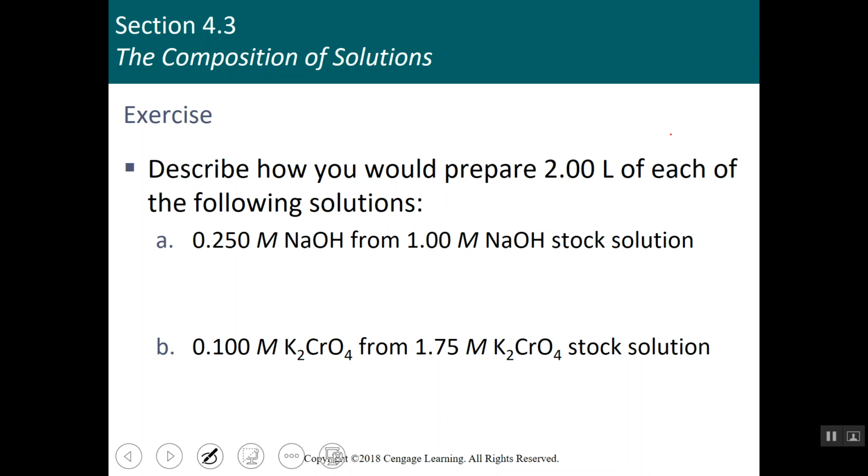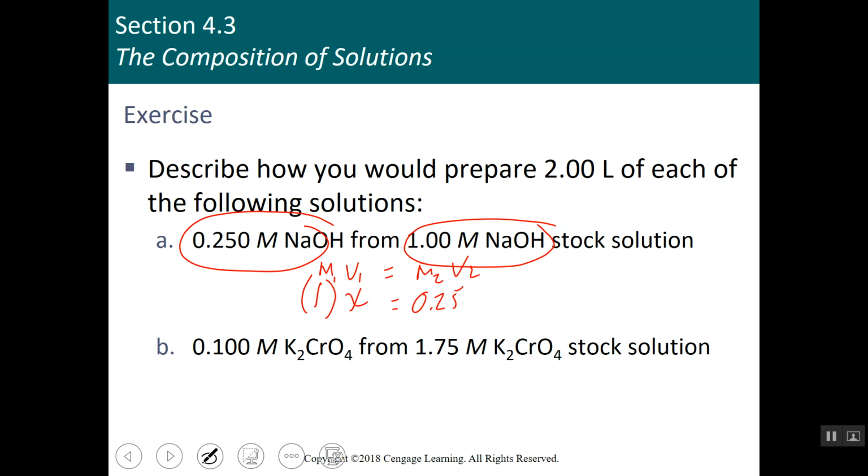So if we were going to prepare 2 liters of each of the following solutions, we have 1 molar sodium hydroxide. We want 2 liters of 0.25 molar. So what do we have? We have 1 molar. How much of it do we need? So there's M1 and V1. How much of it do we need to make a 0.25 molar, 2 liters of it? And that's in the prompt up there. So in order to do that, we are going to need 0.5 liters.